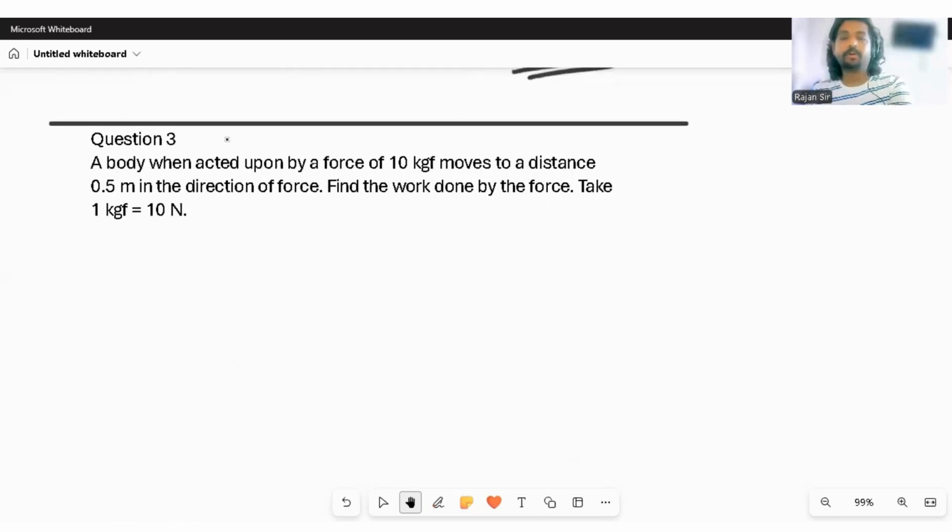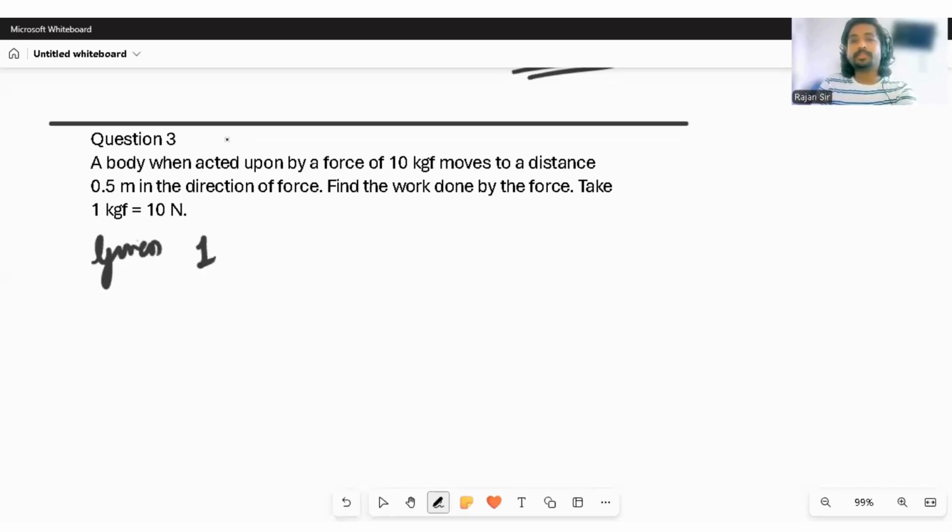Again, very interesting. A body, when acted upon by a force of 10 kgf, moves to a distance of 0.5 meter in the direction of force. Find the work done by the force. Take 1 kgf equal to 10 Newton. Now, we understand that kgf is another unit for giving you force.